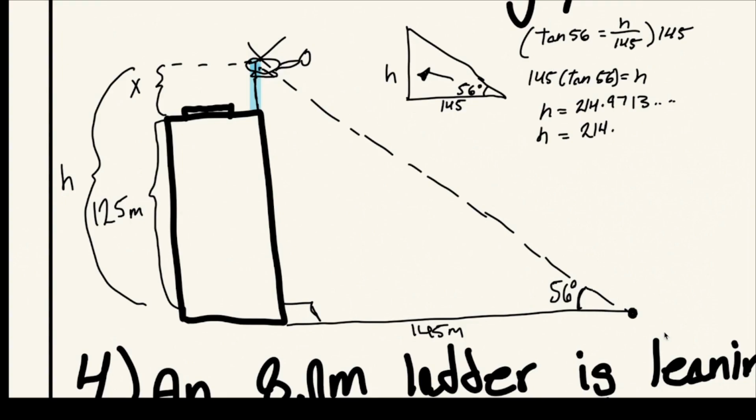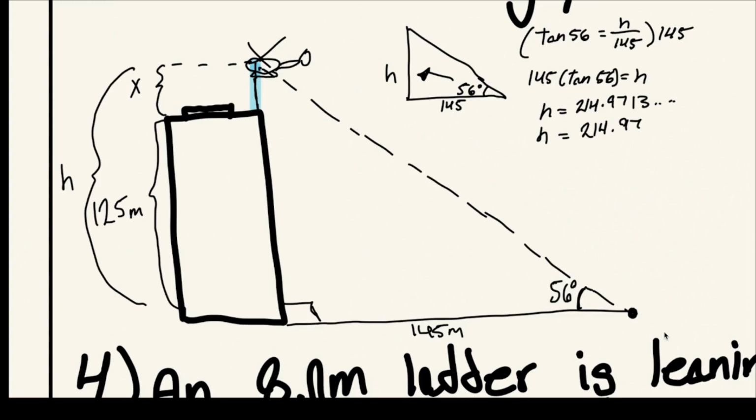214.97, because some teachers don't want you to round too early, and then at the end you round, right? I could round that to 215 right now, but we'll just wait till the end. So we know H is about 215. So we know the whole height, including the helicopter hovering over the building, is 214.97.